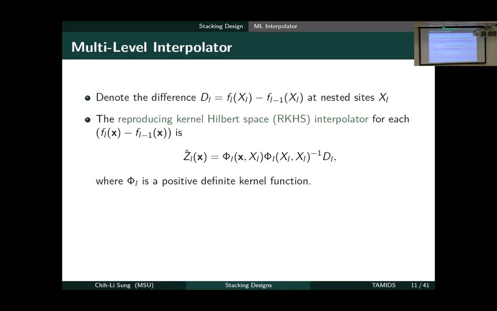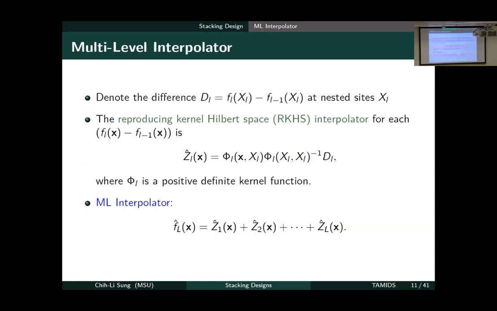So we use this reproducing kernel Hilbert space interpolator for each component because you have this observed data, then this reproducing kernel Hilbert space interpolator just like this, with this positive definite kernel function, right? And then you can build your multi-level interpolator by summing over those interpolators. Okay, so this is the model I'm going to use. This will be used to predict the output of the highest fidelity simulation.